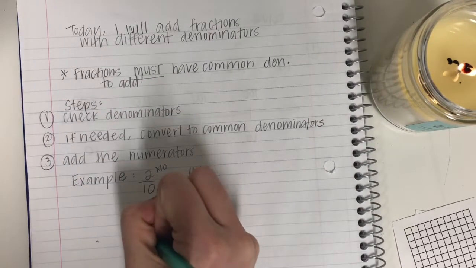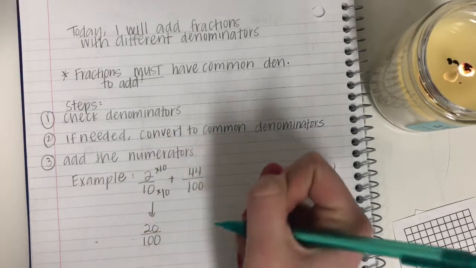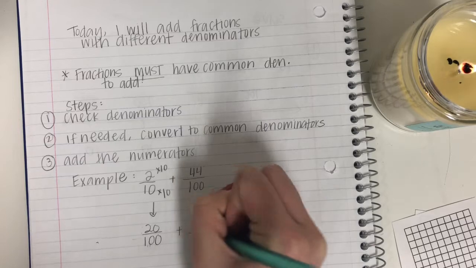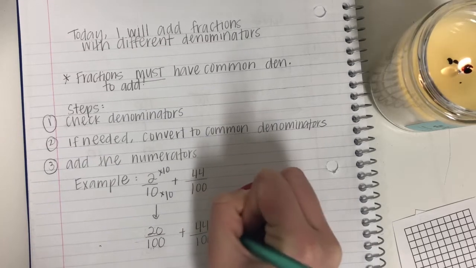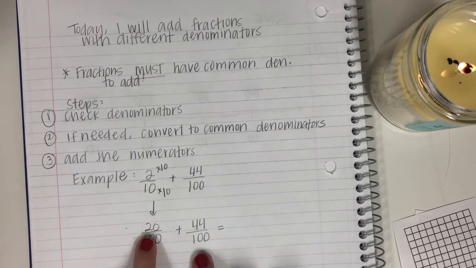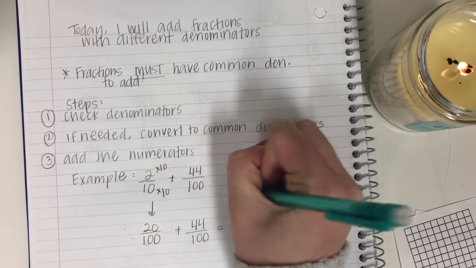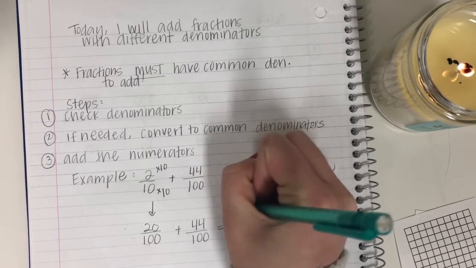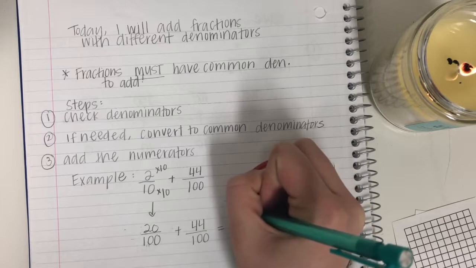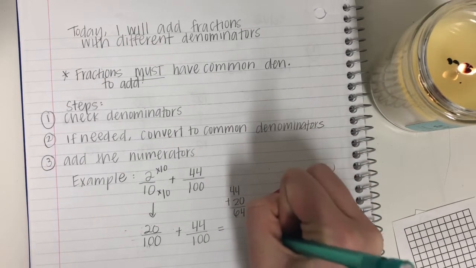So now I have 20 over 100 plus 44 over 100. So now my denominators are the same and I can add across. So I'm going to do 44 plus 20, and that is going to give me 64 over 100.